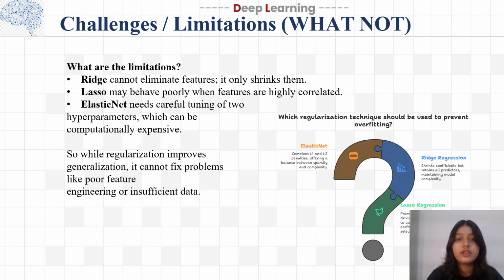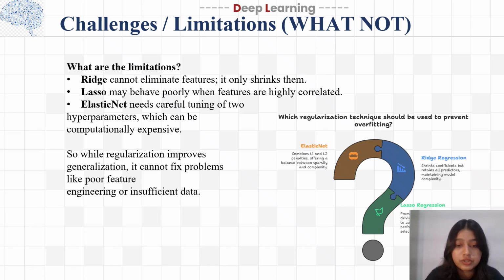Moving on to the next point, what are the challenges and limitations? So, while these techniques are powerful, they are not without limitations. Ridge's main drawback is that it keeps all features in the model, which isn't ideal for very high dimensional data where feature selection is needed. The second is that Lasso can be unstable. When multiple features are highly correlated, it tends to arbitrarily select one or ignore the others, which might not be optimal.